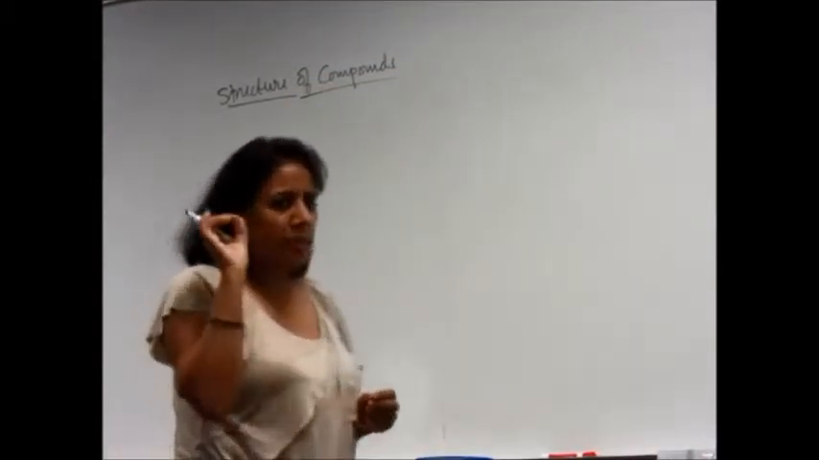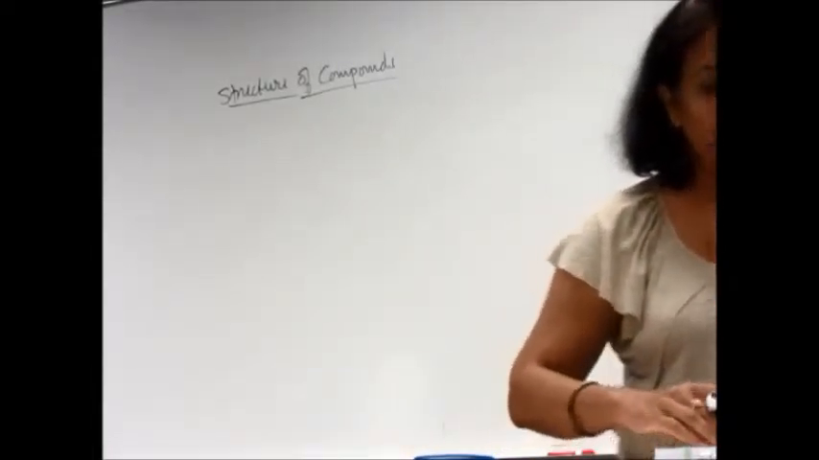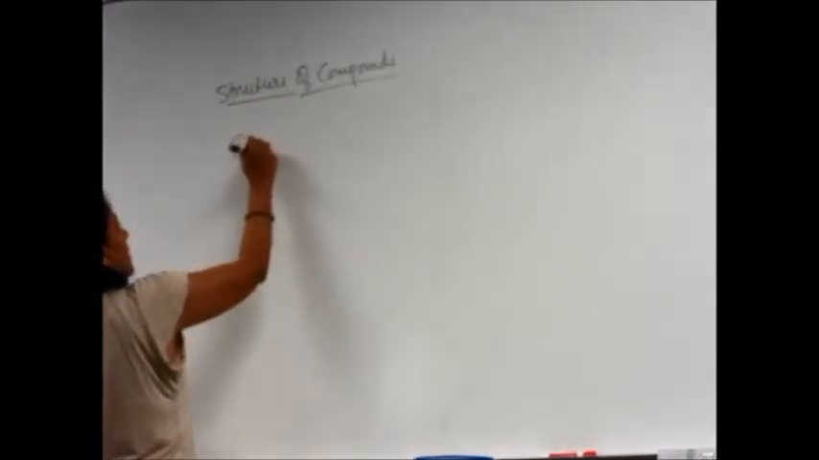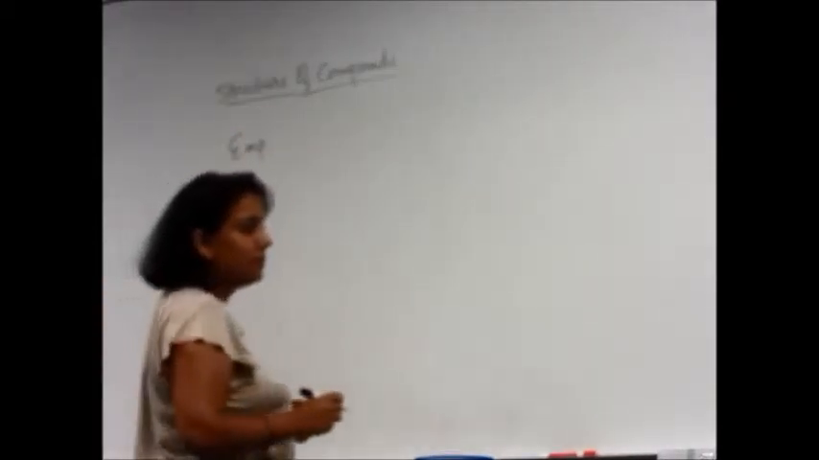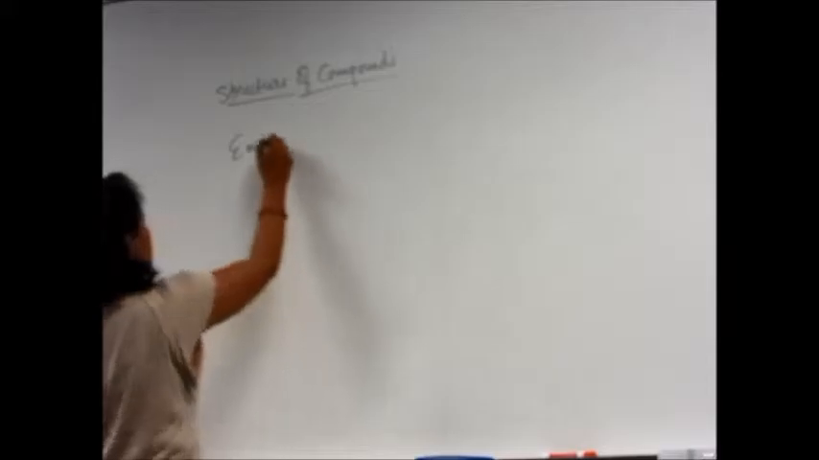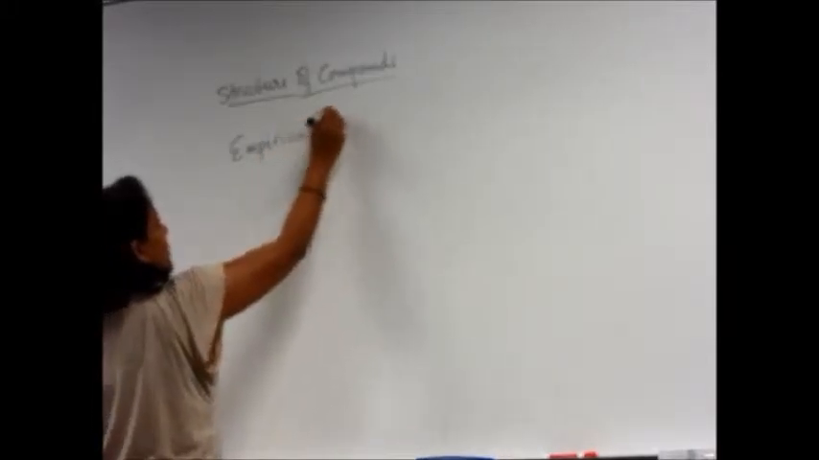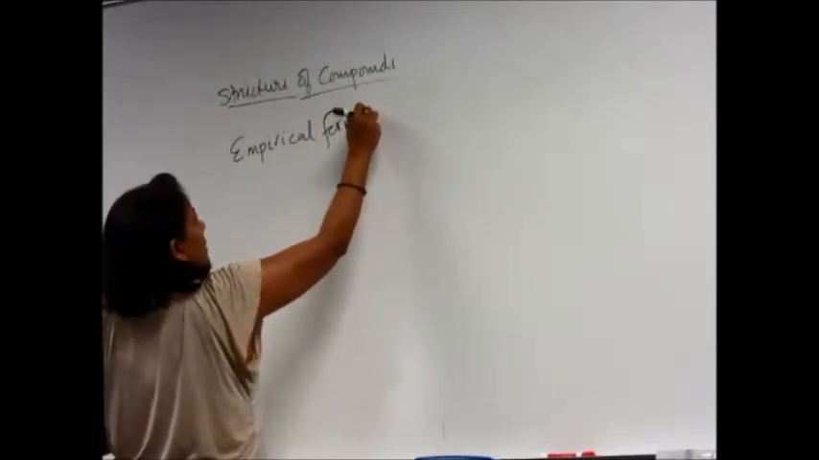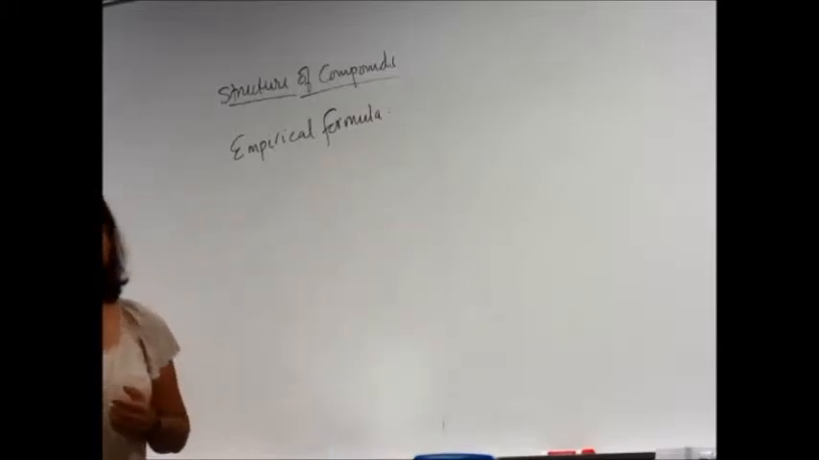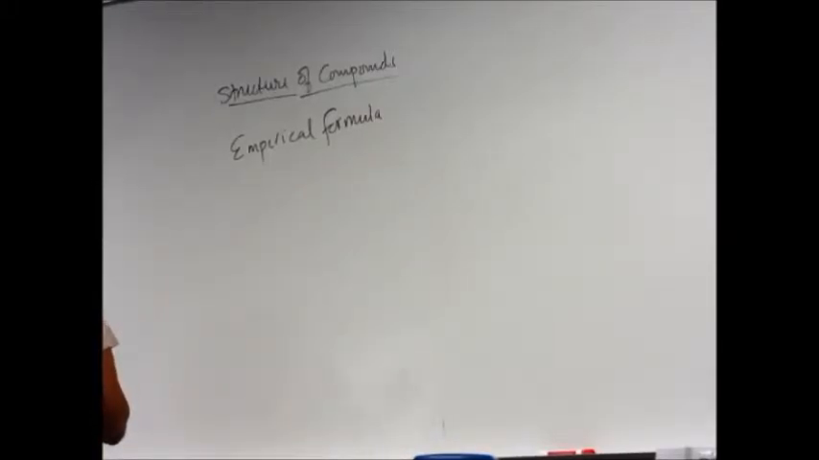Let's talk a little bit about the structure that we have for compounds. There are different ways that we classify compounds, in different formulas. So let me give those first to you. The first is what we call the empirical formula. And an empirical formula is the smallest ratio of atoms in a compound.